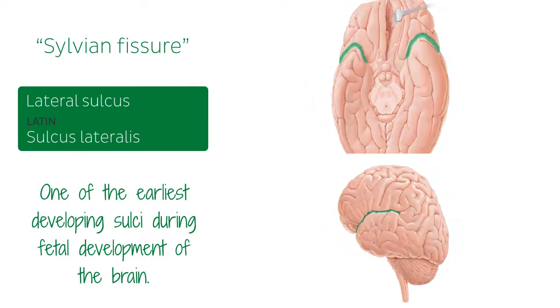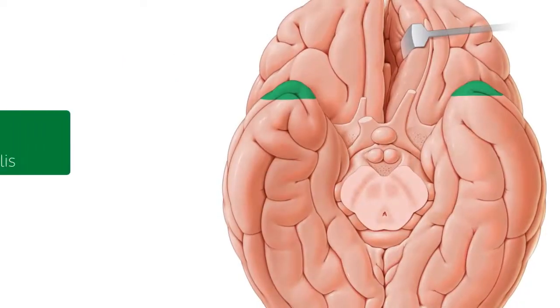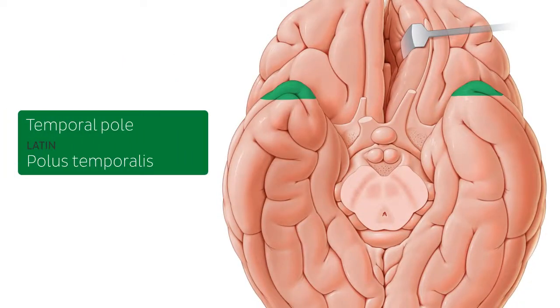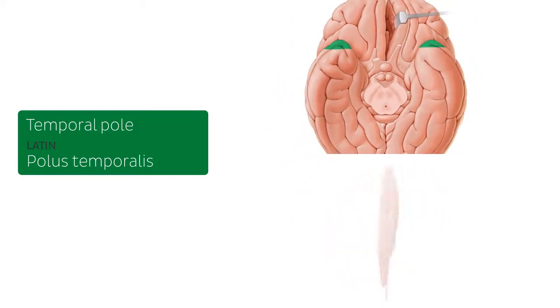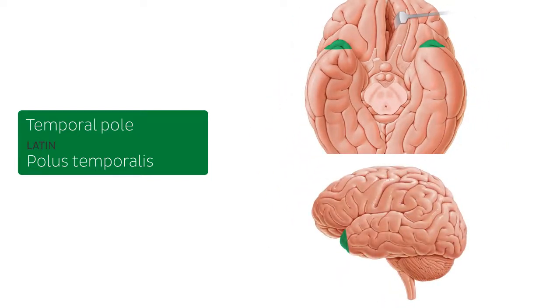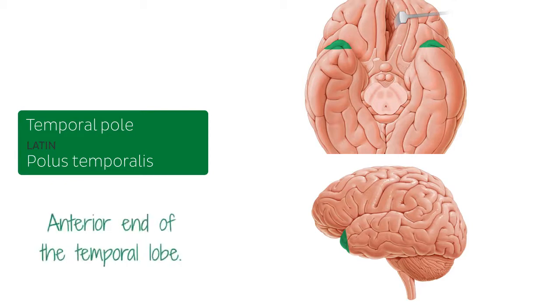The next structure we're going to be highlighting here is known as the temporal pole. Now this is the anteriormost part of the temporal cortex, which is the temporal pole. Now the temporal pole is one of the 4 poles of the cerebral hemispheres. If I show you here also an image of the lateral view of the brain, you can see the temporal pole highlighted in green to say that this is the most anterior end of the temporal lobe.